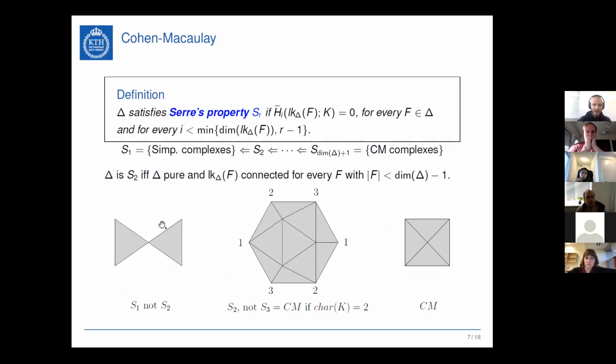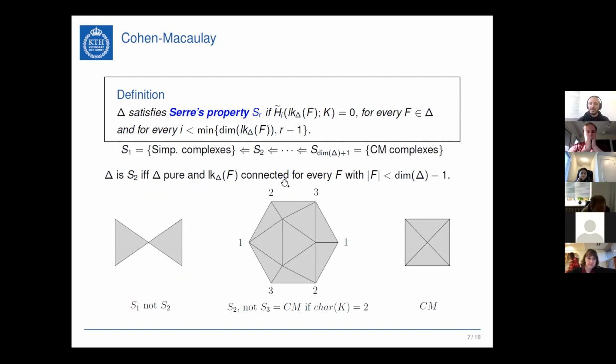Examples, as always. The bow-tie complex is a simplicial complex, so this is S1. If you believe what I said, it has the S1 property, but it does not have the S2 property because the link of the special vertex is two disjoint edges. So it is not connected.